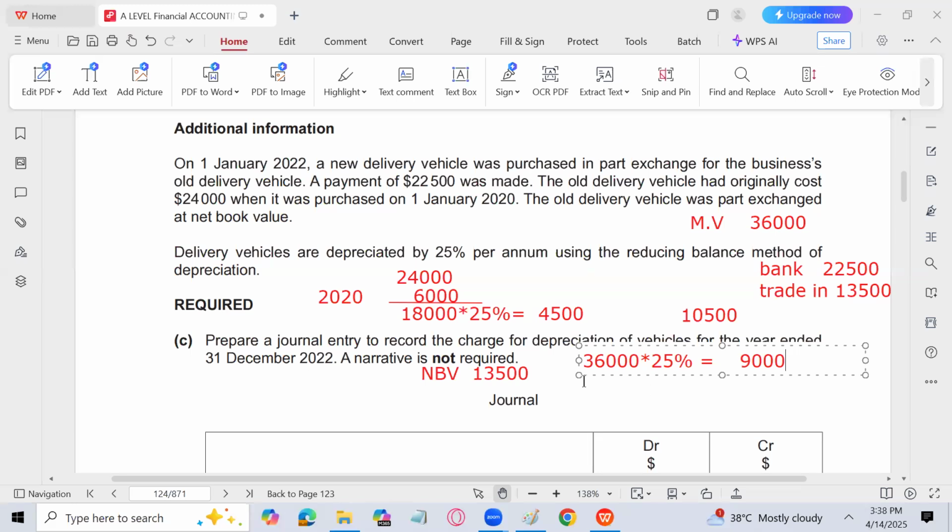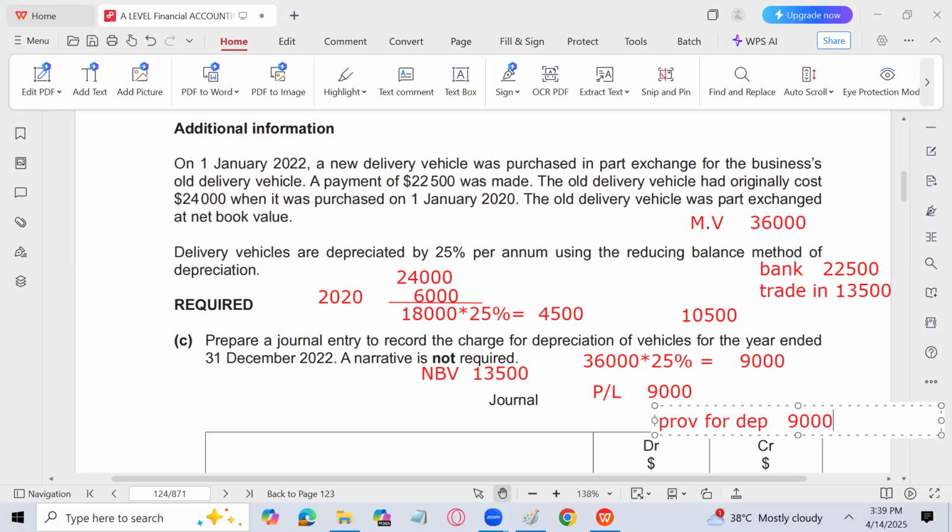Next, calculate depreciation on the asset sold. It will not come, because the asset which has been given in part exchange will not be depreciated in the current year. So we will not charge depreciation on that asset because it was depreciated in 2021, and that's it. Because at the start of the year it has been sold, or given in part exchange, so no depreciation will be provided. So 9,000 is the amount of depreciation. We'll pass the entry: profit and loss account debit 9,000, and provision for depreciation, or accumulated depreciation you can say, credit 9,000, right?